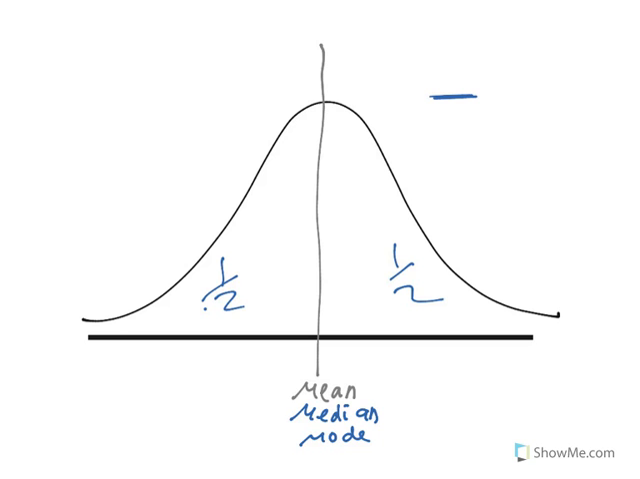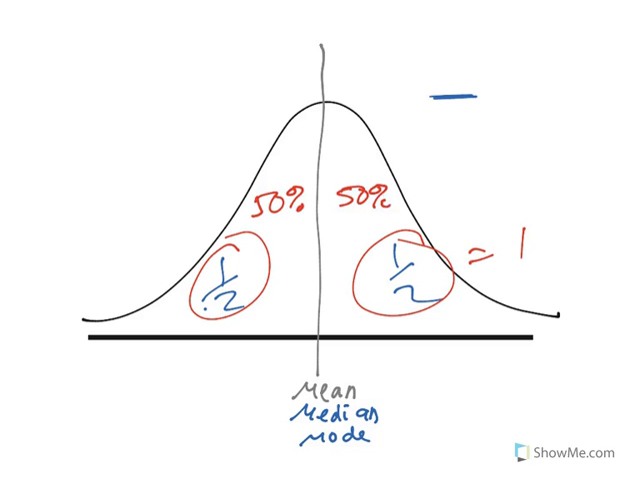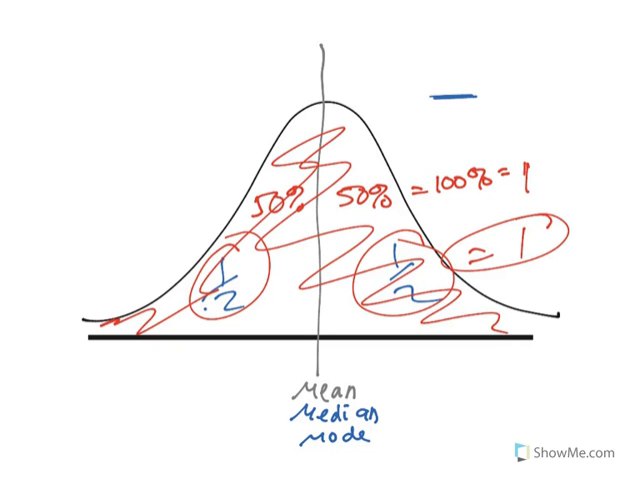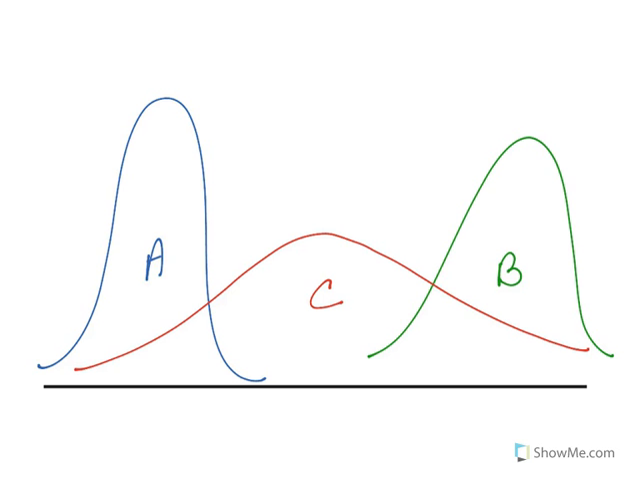Okay, so we've talked about the total area under the curve. So also, half plus 1/2 equals 1. So if we're talking about, right, this would be 50% of the data, this would be 50% of the data, which equals 100%, which is 1. So all of the area under the curve is 1. Okay, now let's talk about this in terms of a couple of curves.